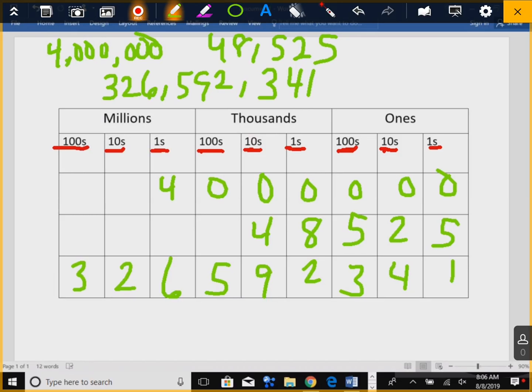And I think this is a great example because it shows us how the numbers are represented in place value, and that will help you with the expanded form.